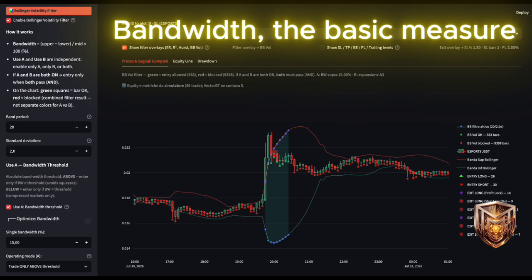Bandwidth measures how wide the bands are in percent. Tight equals compressed market. Wide equals livelier market. The filter has its own bands, calculated separately from the strategies. Same period, 20, and deviation, 2, but two distinct calculations. Bandwidth tells you how much room the market has to breathe right now.